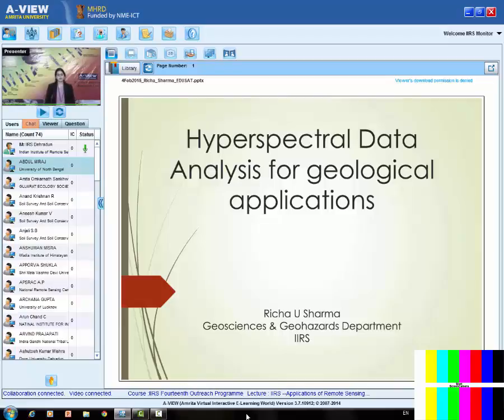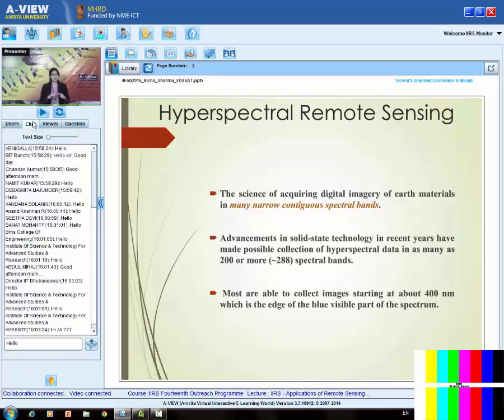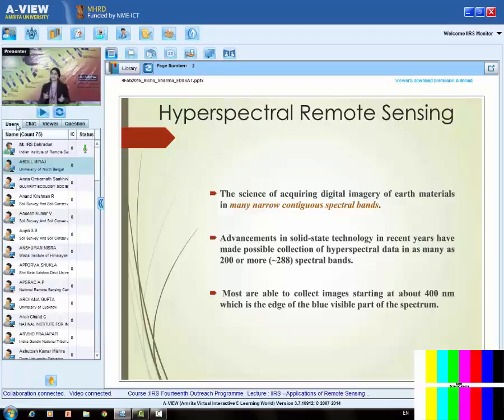Today I am briefing you about the hyperspectral data analysis for the geological applications. First of all, we'll see what exactly we mean by hyperspectral remote sensing. Hyperspectral remote sensing is the science of acquiring digital imagery of the earth materials in many narrow and contiguous spectral bands.